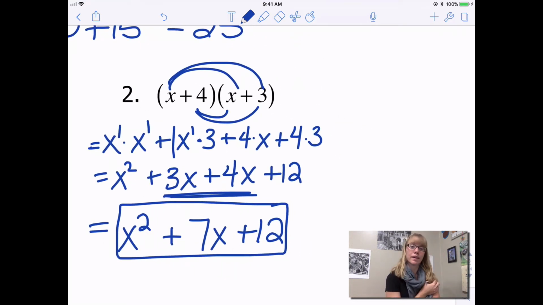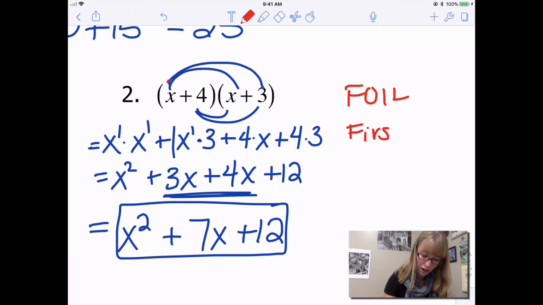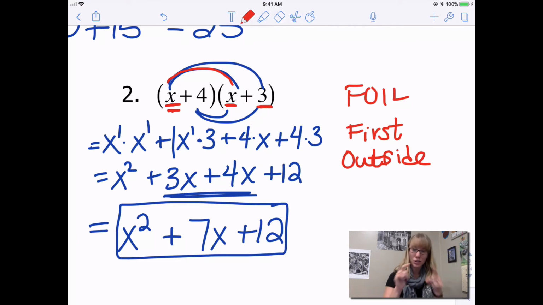We have an acronym that can help us to remember to multiply each piece of the first binomial or polynomial by each piece in the second polynomial, and that is FOIL. FOIL stands for first. That's when we took our x times our x. It's the first in each of those 2 polynomials. And then O is for outside. That's when we multiplied our x times our 3, because those are on the outside of our 2 polynomials. So it's like the outer pieces.